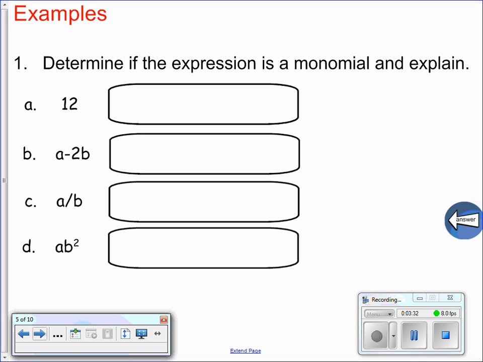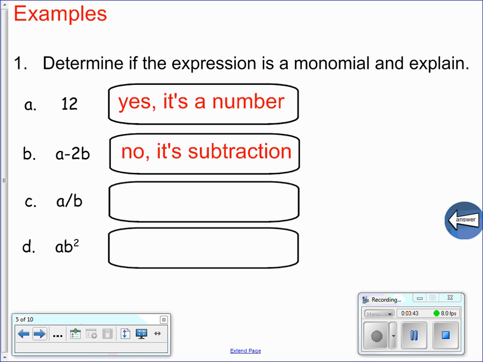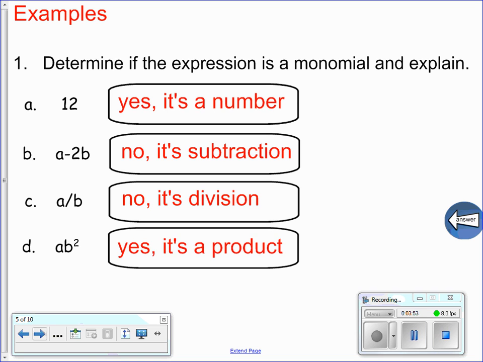So is this expression a monomial? A monomial is a number, a letter, or the product of the two. Is this one? No, because there's subtraction. A divided by b? No, that's division. A b squared? Yes. Numbers and letters, or the product of the two.